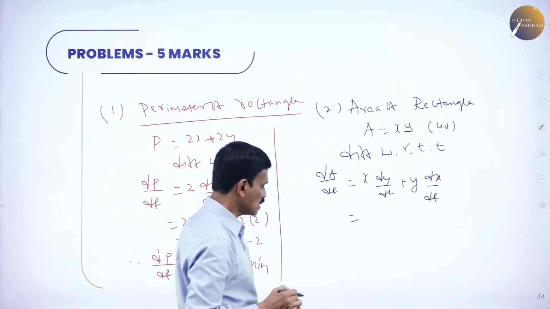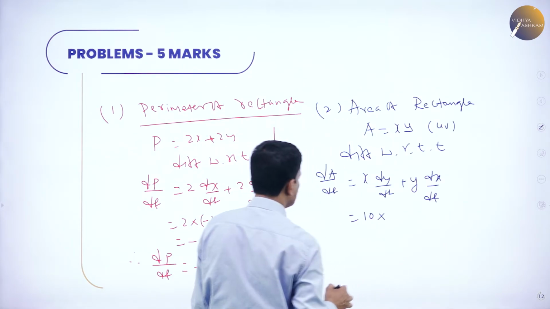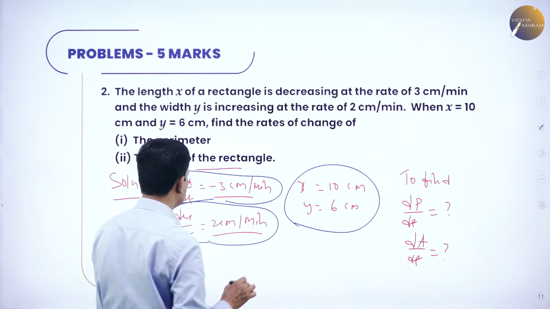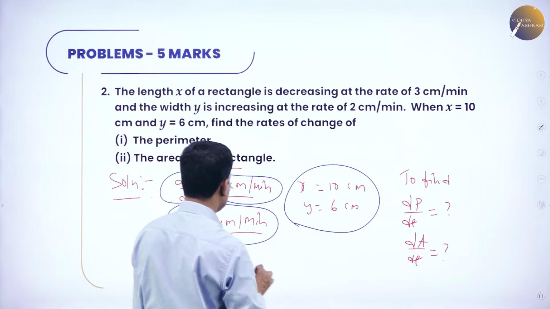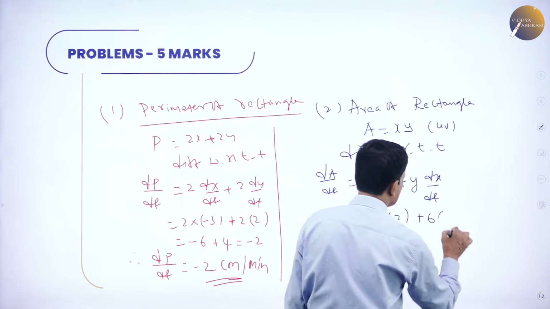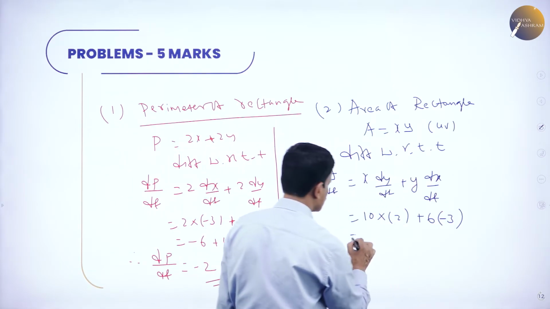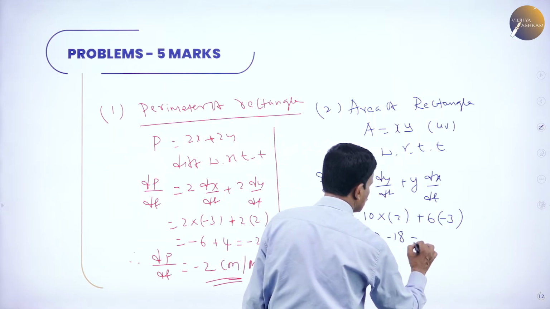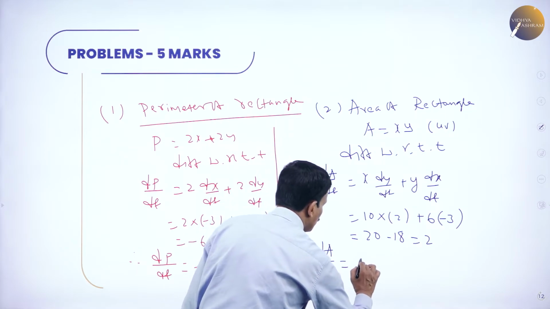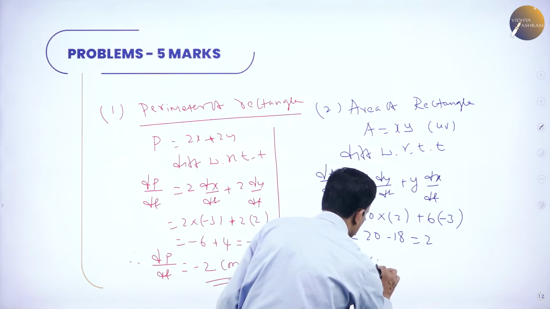Substitute it. What is x? Here x is equal to 10 and y is equal to 6. 10 into, what is dy by dt? dx by dt is minus 3 and dy by dt is 2. So first one is dy by dt, which is 2, plus y, y is equal to 6, into dx by dt, dx by dt is minus 3. Substitute this. 10 2s are 20, 6 3s are 18, that is equal to 2. So therefore, dA by dt is equal to 2.